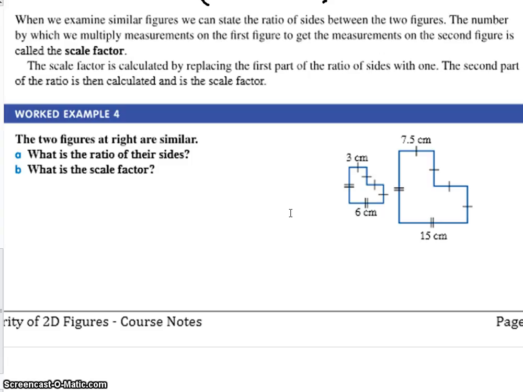I want you to read the question. Aiden, I want you to read the question. Just in your head, the first line. Not the A or the B, the first line.